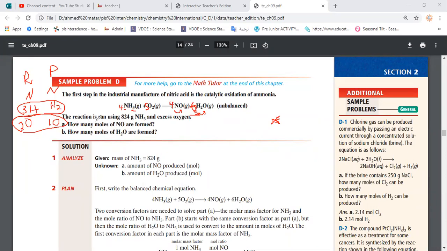He asked, and this reaction is running by using 824 grams of ammonia. So he already gave the amount of ammonia. And the X is oxygen.